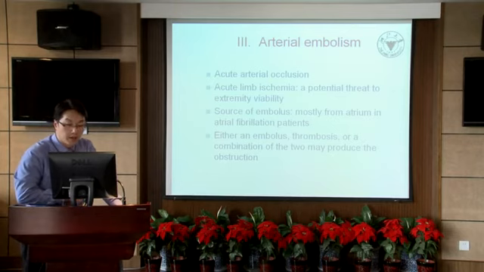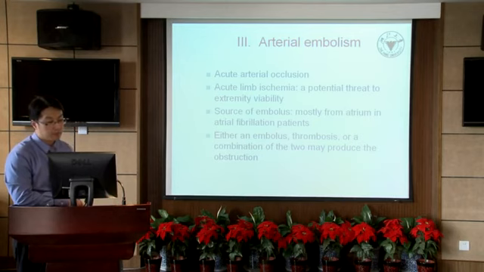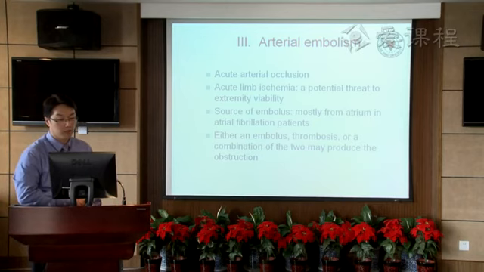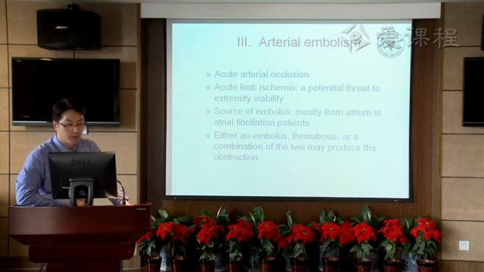The third disease is arterial embolism. Arterial embolism shows acute arterial occlusion and acute limb ischemia. It is related to the extremity viability. The source of the embolus is mostly from a thrombus in atrial fibrillation patients. Other than embolus, thrombosis or a combination of the two may produce the obstruction.